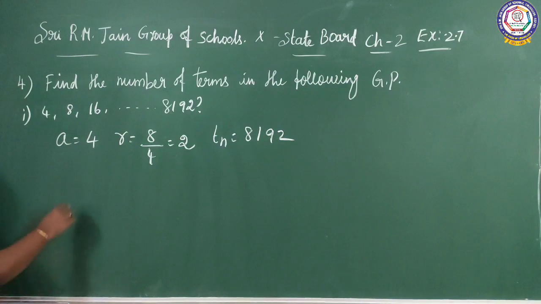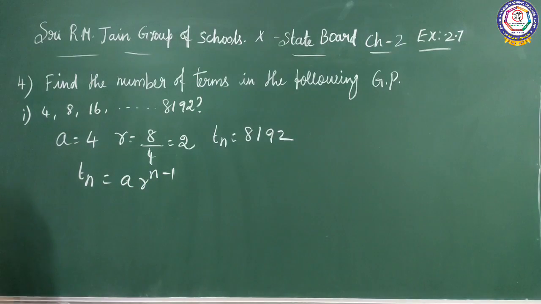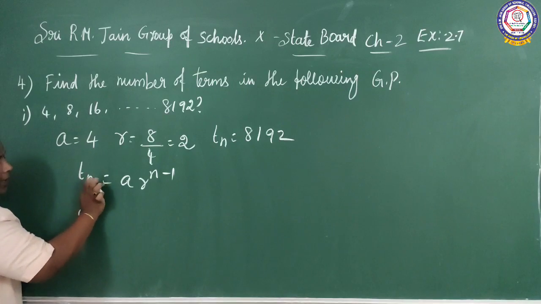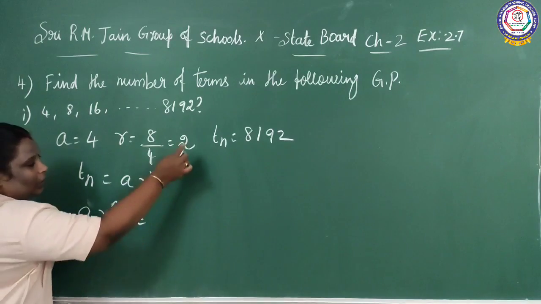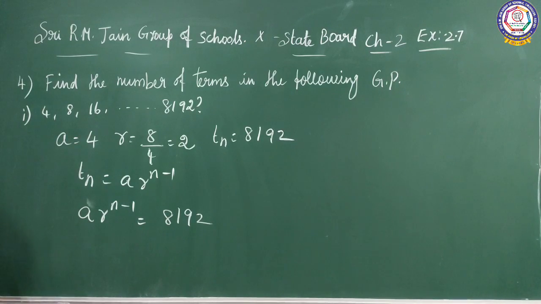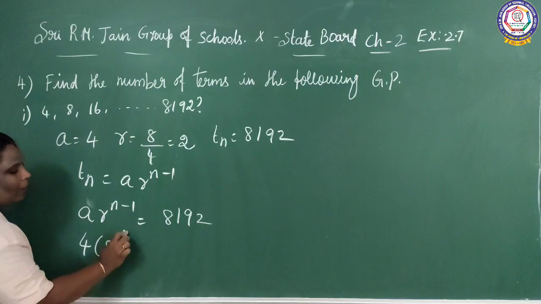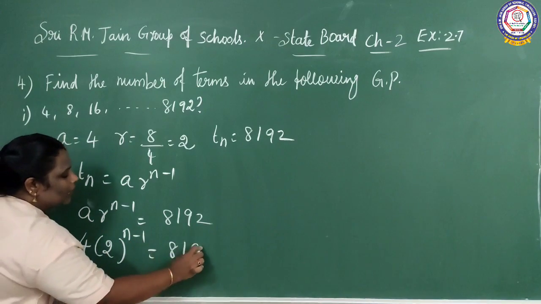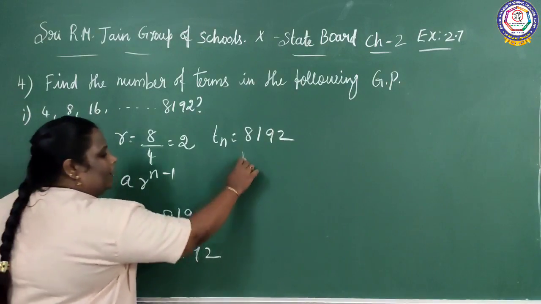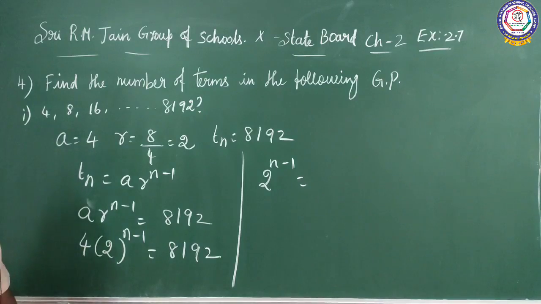8192. What is the formula for Tn? Tn equal to A R power n minus 1. So A R power n minus 1 equal to Tn, which is 8192. A value is 4, R value is 2. So 4 times 2 power n minus 1 equal to 8192.